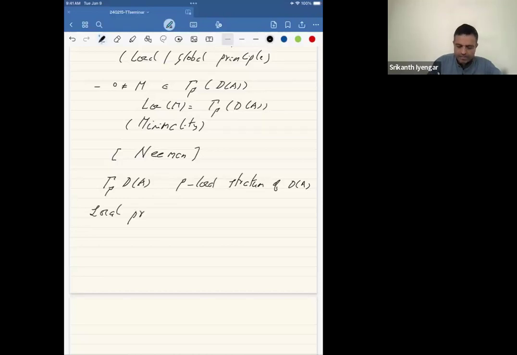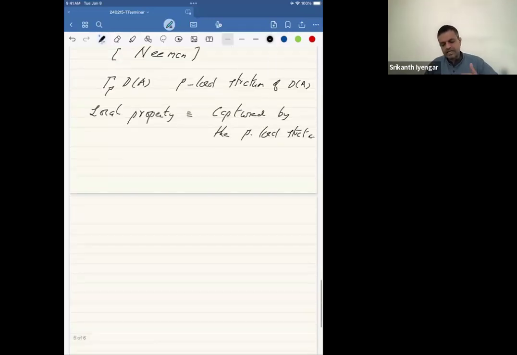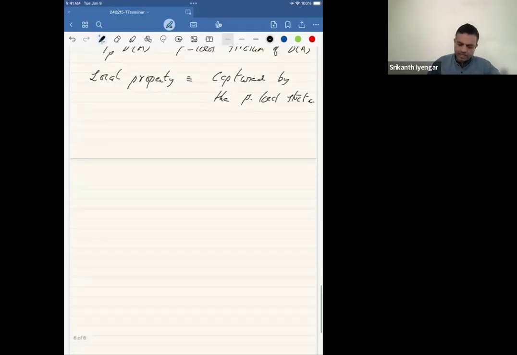So a local property of A means something that is captured by the p-local strata. Of course, not every property of a ring is going to be local, but when we say some property is local, this is what I should like to think it means. So now let's get to regularity.